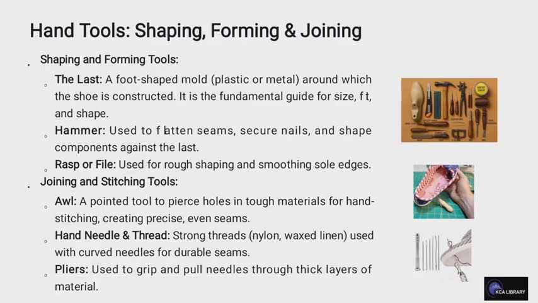We have the rasp or file, which is used for rough shaping and smoothing sole edges. We also have the joining and stitching tools. And for this, we have the awl, which is a pointed tool to pierce holes in tough materials for hand stitching, creating precise, even seams.